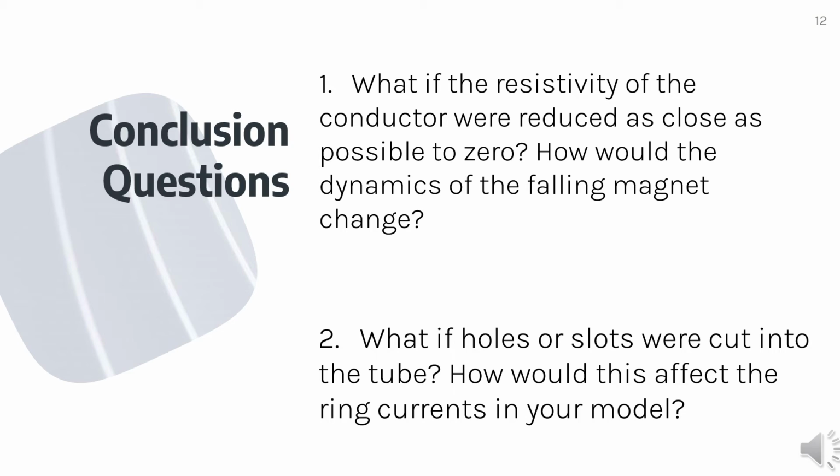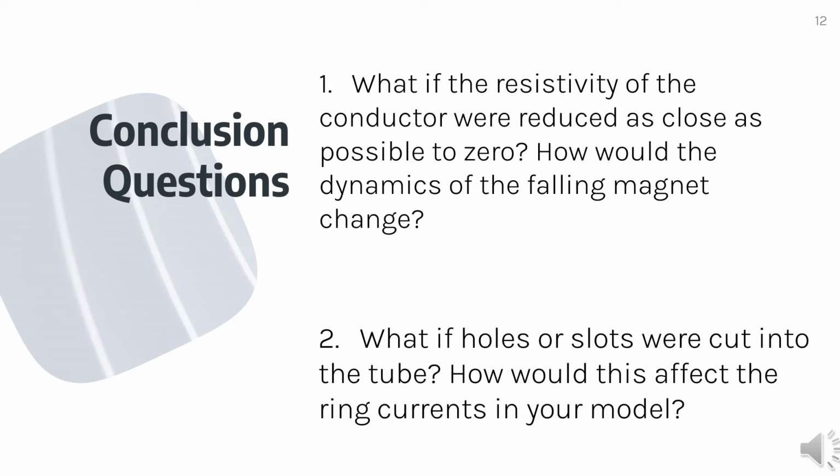Let's address the first conclusion question. What if the resistivity of the conductor were reduced as close as possible to 0? How would the dynamics of the falling magnet change? As I decreased the resistivity of the conductor in my GlowScript code, the time for the magnet to fall through the tube conversely increased. So I think that if I were to decrease the resistivity as close to 0 as possible, the magnet would float, never falling.